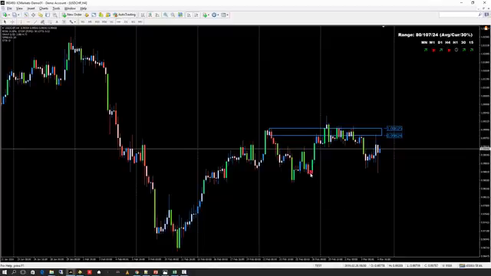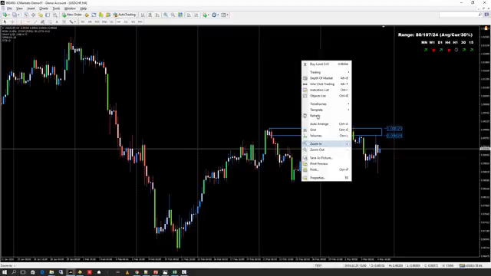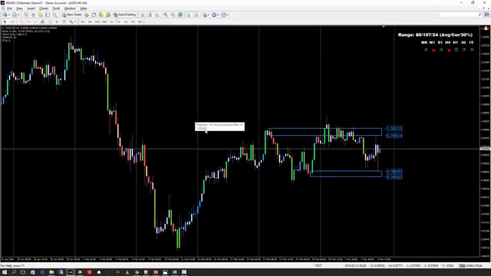Let me draw that properly. We draw it like that. And you can see that this area just here is a little bit higher than this one here. This move originated from here. And so this is what I refer to as a parent demand, and this is child demand. And the more powerful of the two is the parent, because this is a reaction to this, but this is the original area of demand, which I will call a parent.